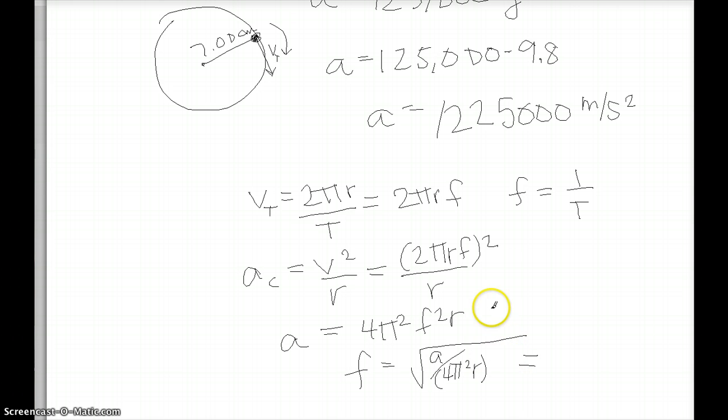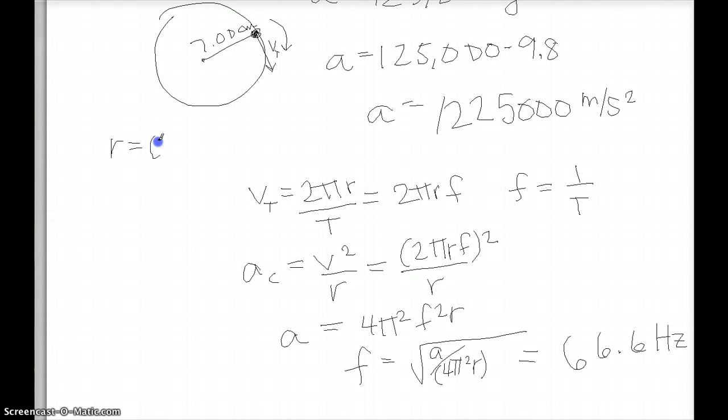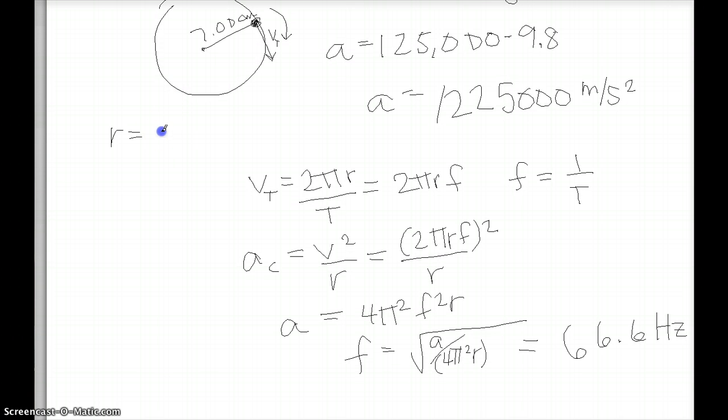And you get a number that's about 66.6 hertz. And hertz is the unit of frequency. It's an inverse second. Keep in mind, what you're plugging in for r is not 7. We always have to convert to the standard units. So rather than r being 7, we convert it to meters, and r is 0.07 meters.